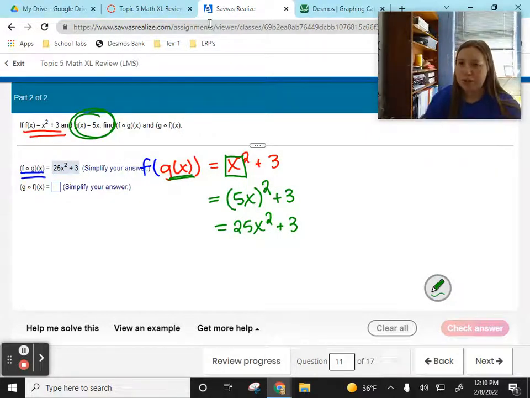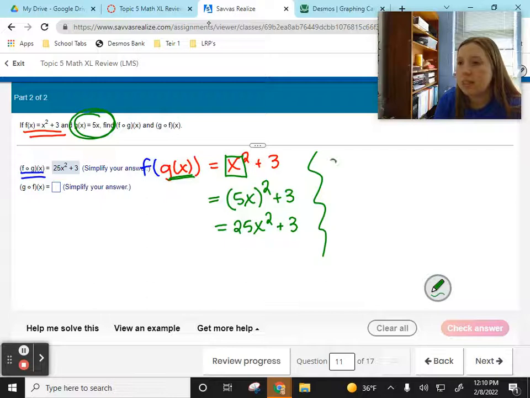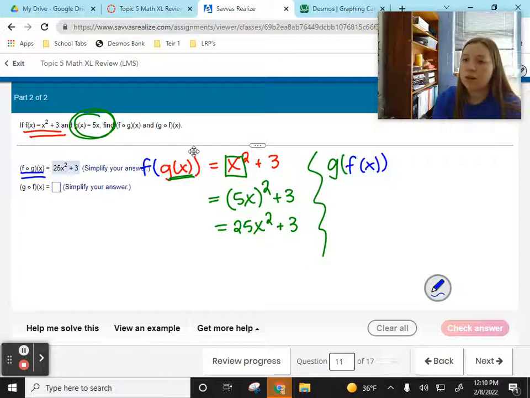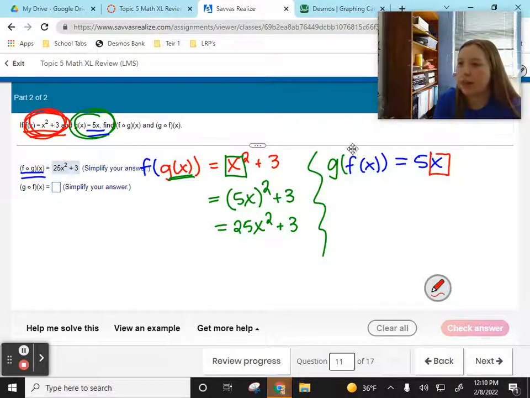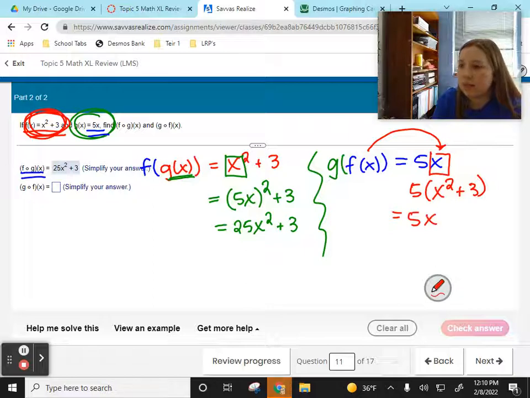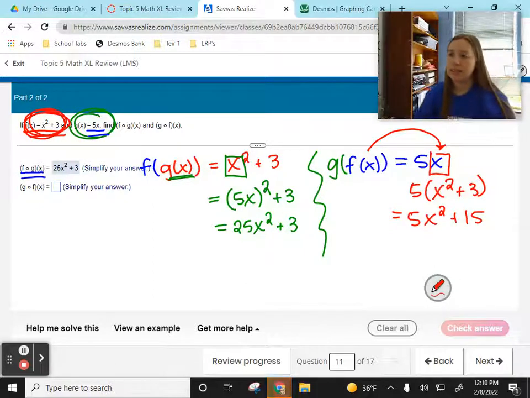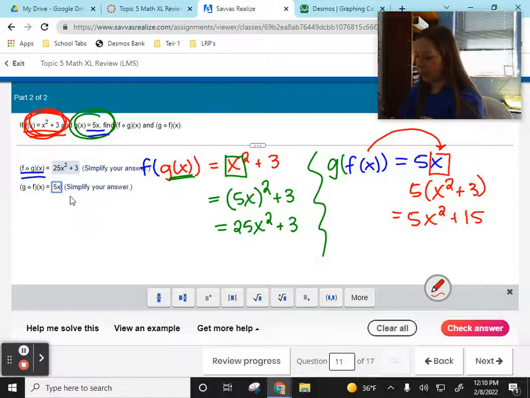My second part of this question is asking me to find g of f of x, which means we're starting with our g of x function this time, 5x. Wherever we see an x, we are going to replace it with our f of x function. So f of x gets to go in for x. So we're turning that into x squared plus 3, which means this is 5x squared plus 15.